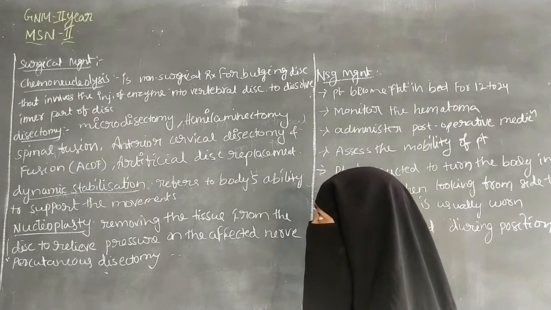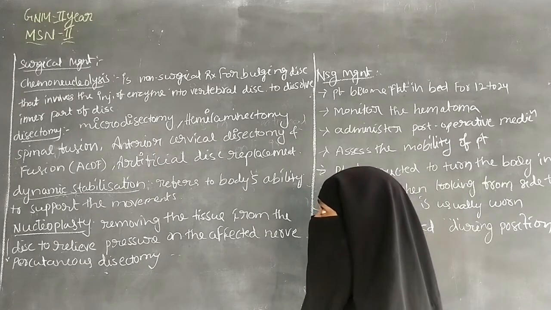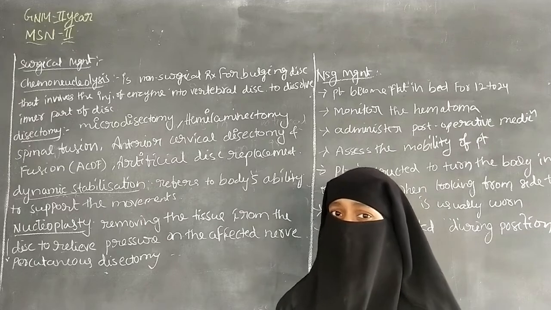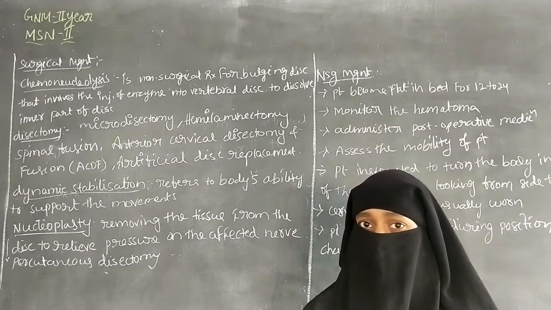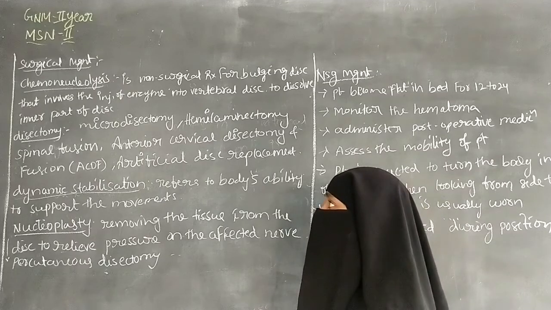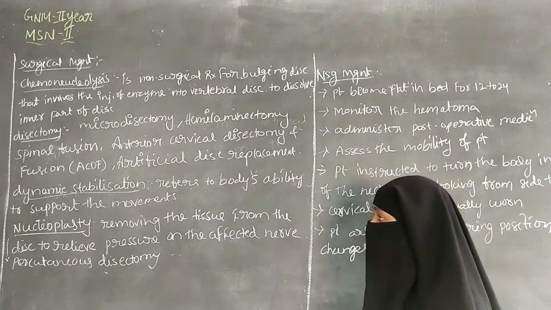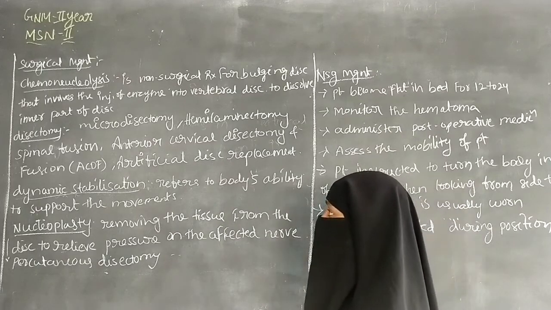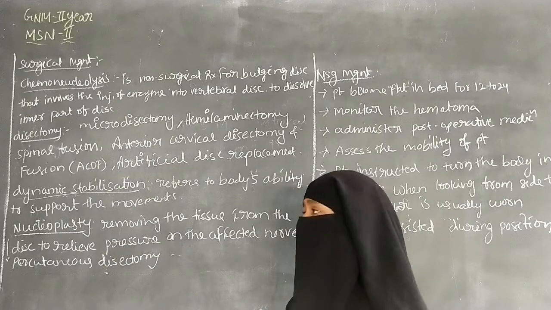So it is about the surgical management, which includes chemonucleolysis. There is an injection of enzyme directly into the spinal cord to dissolve the inner part of the disc. And next one is discectomy. There is a removal of the herniated disc. By this we can release the pressure over the nerve root.